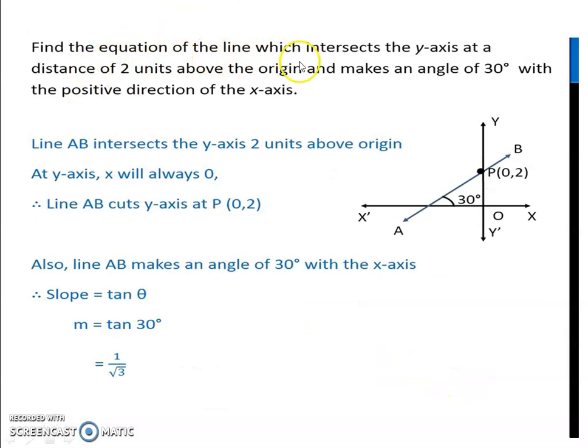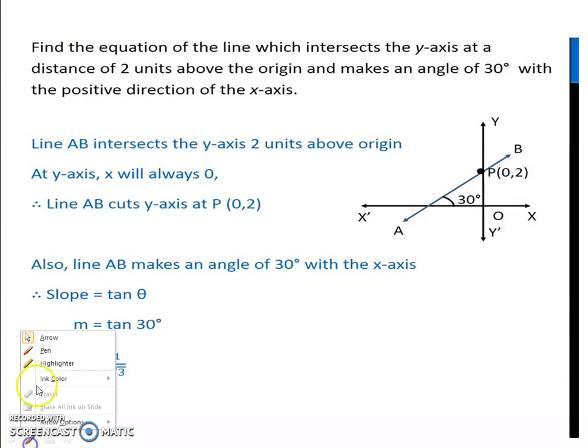Find the equation of the line which intersects the y-axis at a distance of 2 units above the origin and makes an angle of 30 degrees with the positive direction of the x-axis. The positive direction of the x-axis we have to consider. The point is (0, 2), because the distance is given, so the y coordinate is 2 because it cuts the y-axis. AB intersects the y-axis 2 units above the origin, and on the y-axis x will be 0. That means line AB cuts the y-axis.